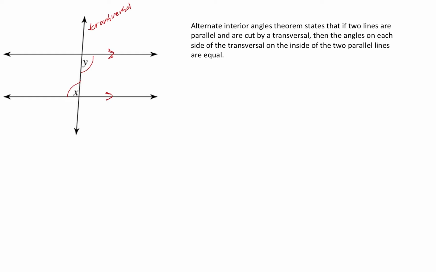So notice two things. Angle X and angle Y are both on the inside of the parallel lines. And one of our angles, X, is on the left side of the transversal and angle Y is on the right side of the transversal. Those two angles are equal to each other.